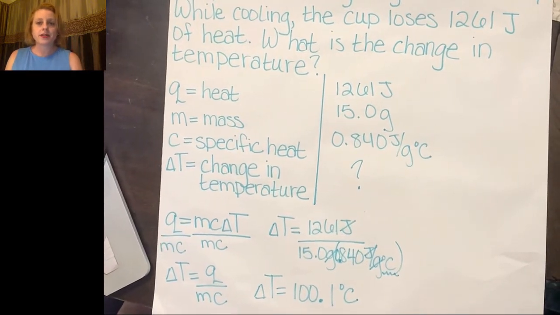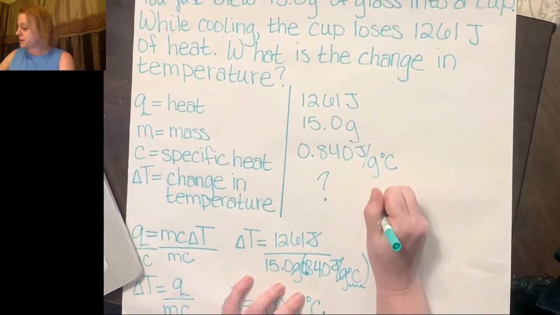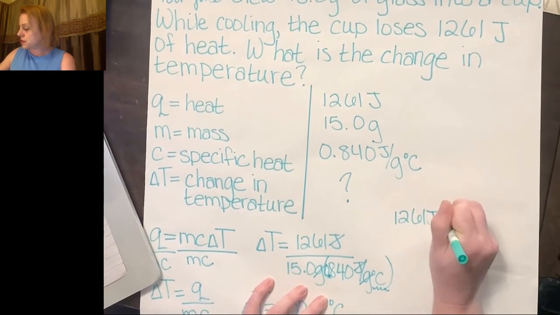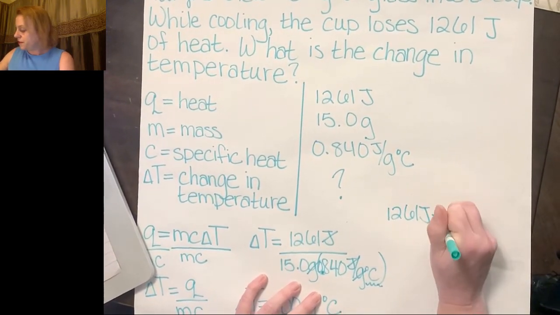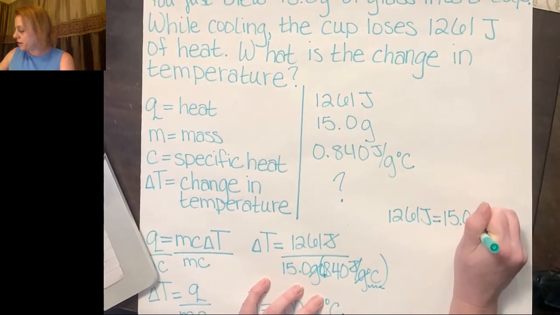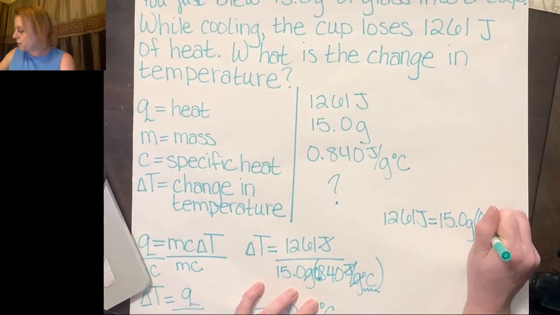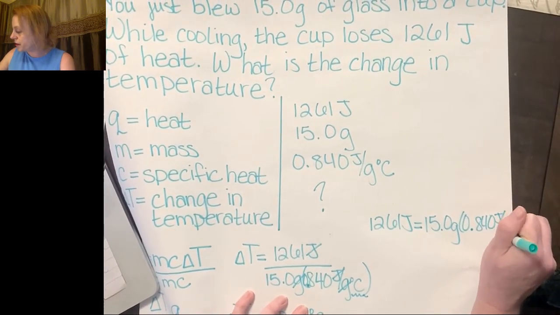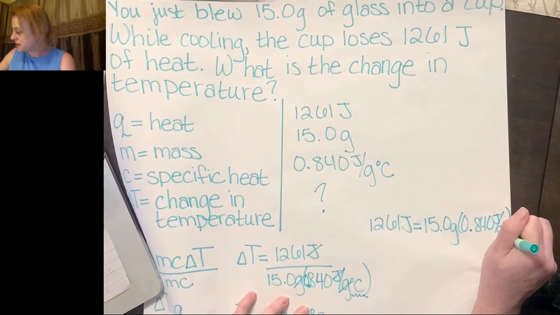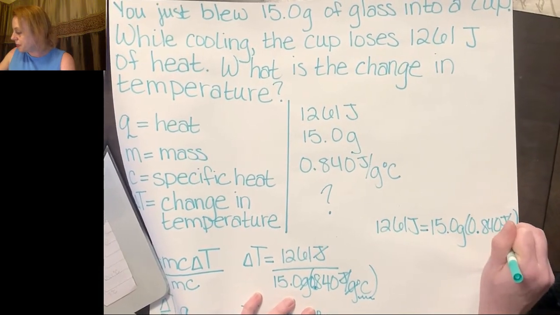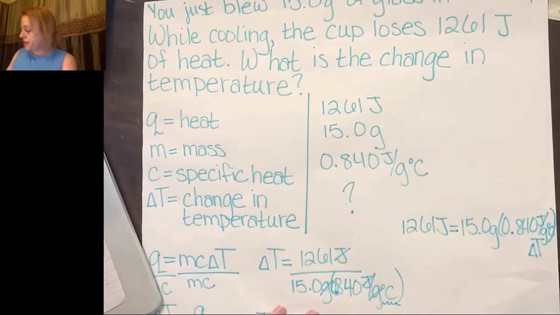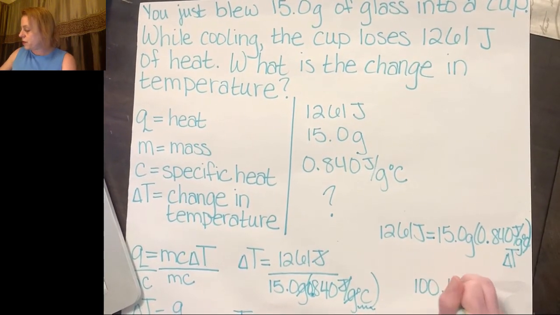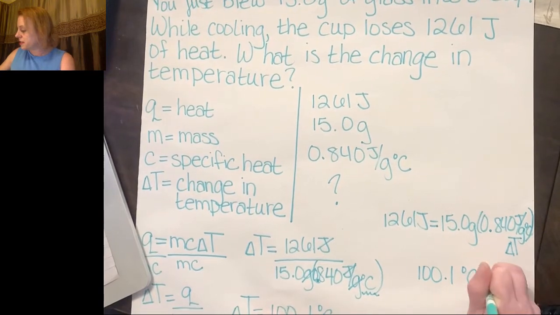Now, the other way to do it is to just plug in the numbers immediately. So I get 1,261 joules equals 15.0 grams times 0.840 joules per gram degree Celsius times delta T. And when I solve that math, once again, I get 100.1 degrees Celsius is my delta T.